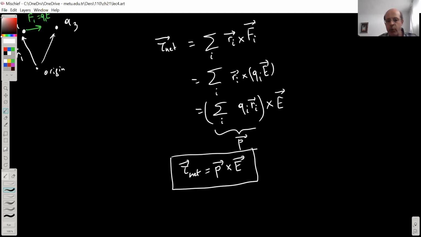I don't know if you have any questions here, but let's just go to the physics part. The physics part is that if you place a dipole moment inside an external electric field, it doesn't move, it doesn't accelerate, its center of mass doesn't move, but it rotates. Because there is no net force on the dipole, there is a net torque.